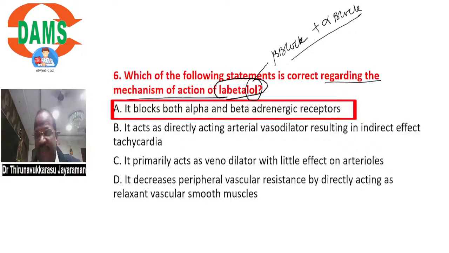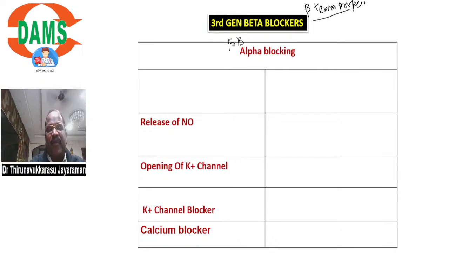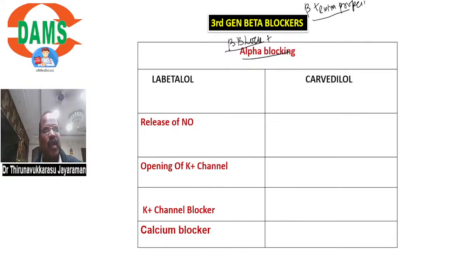Based on this, you should also know some extra points. Sometimes useful. Based on the action, if a beta blocker has some extra property or extra action, we call it a third generation beta blocker. We have first generation, second generation and third generation. Third means a beta blocker having some additional property. For example, there are some beta blockers having additional alpha blocking property, for example, labetalol and carvedilol.